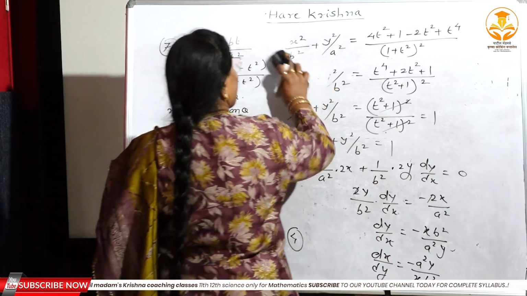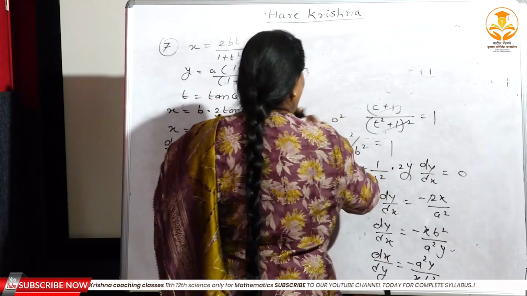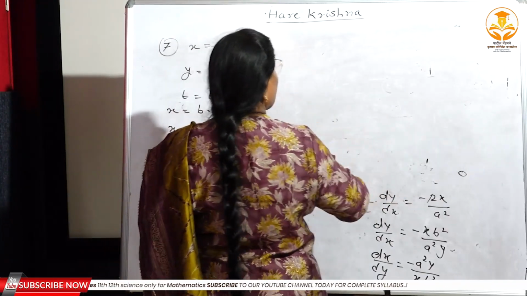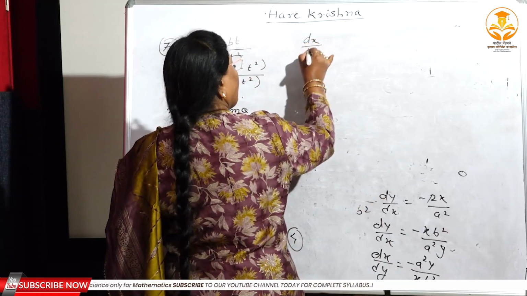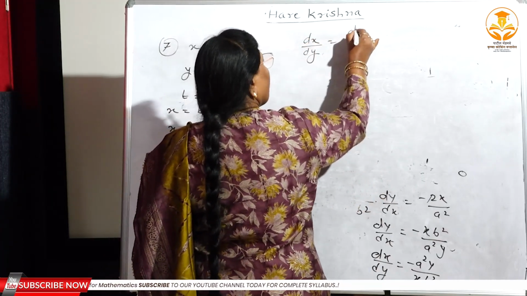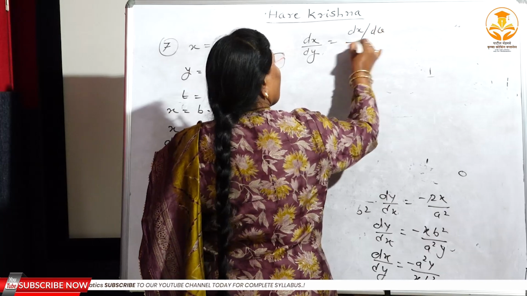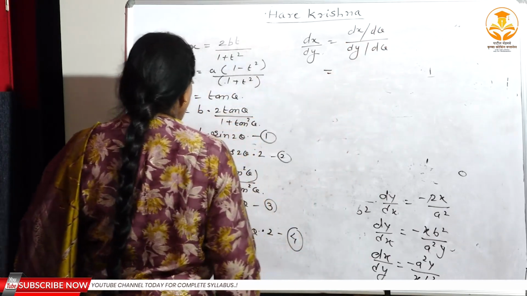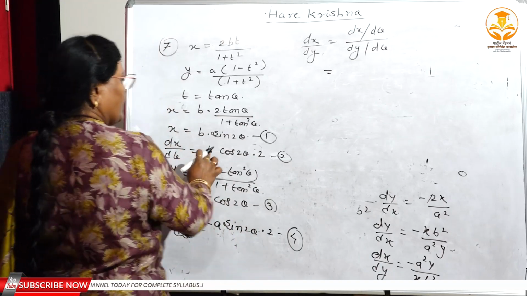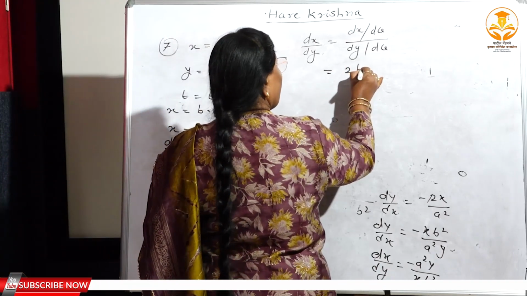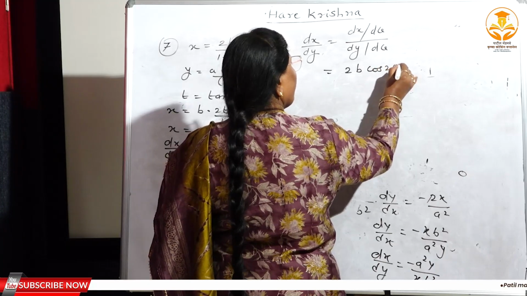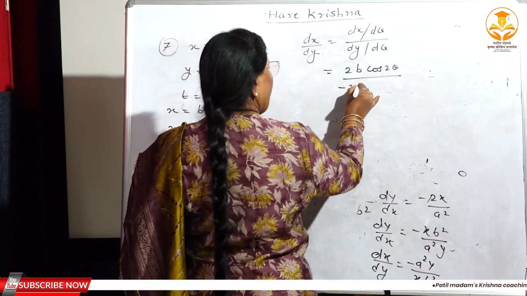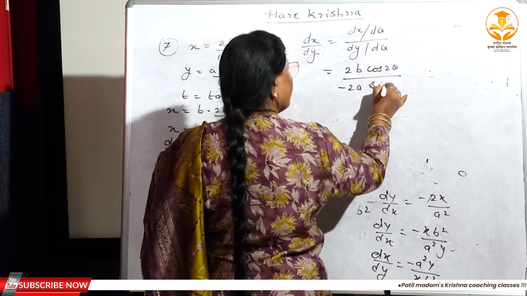Now again if you observe this, what do we want? We want dx divided by dt. Therefore, dx divided by d theta divided by dy divided by d theta. Now again, what is dx by d theta? Dx by d theta is nothing but 2b cos 2 theta. Right? And again, dy by d theta is minus 2a sin 2 theta.